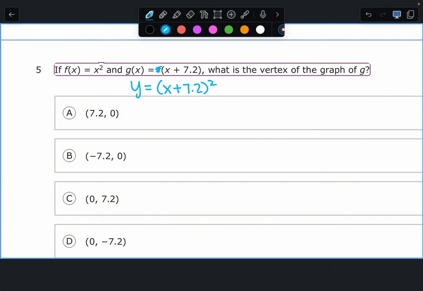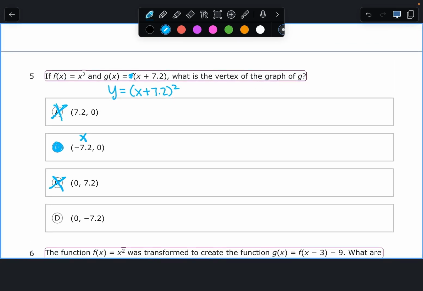Where does it put your vertex? In the negative side. So I know for sure it's negative. So I get rid of A and C. Correct? Now, is that point negative 7.2, 0 or 0, negative 7.2? It's negative 7.2 on the x-axis, so it's B.